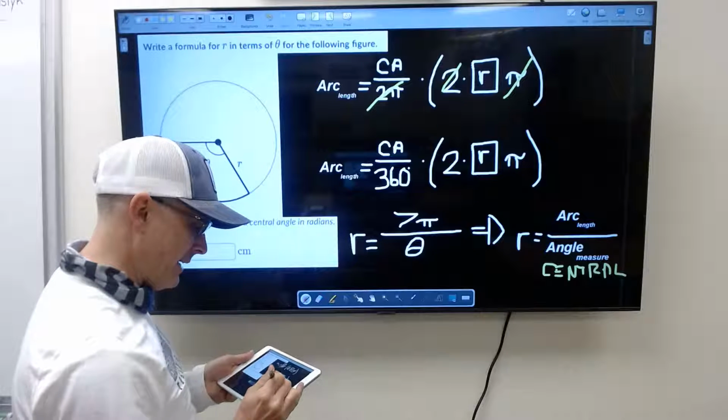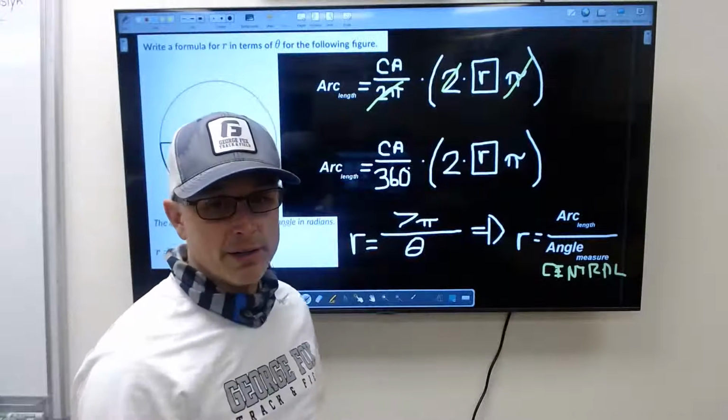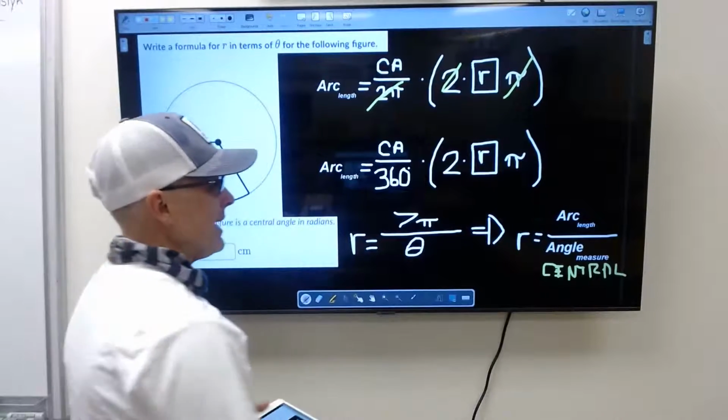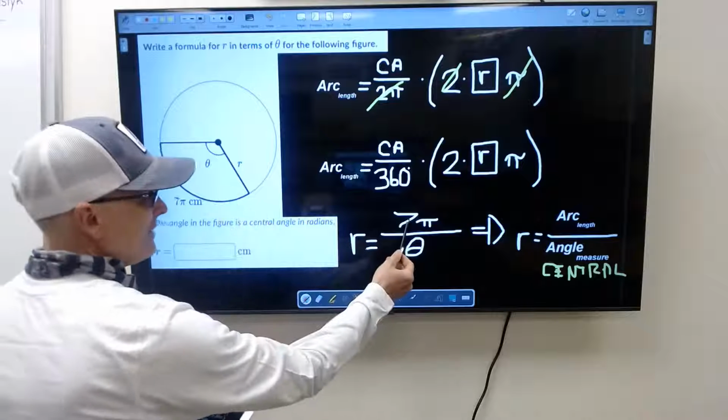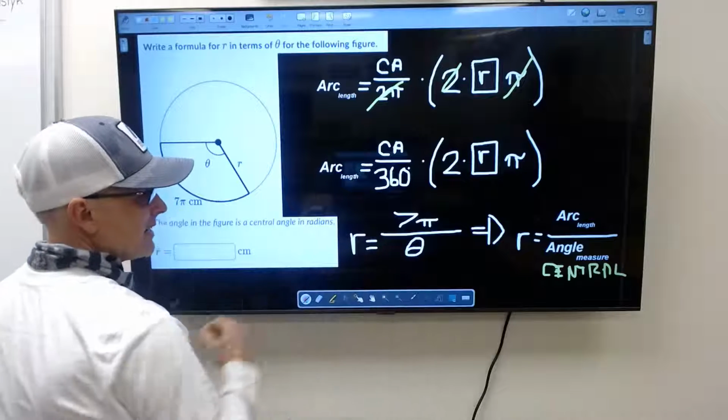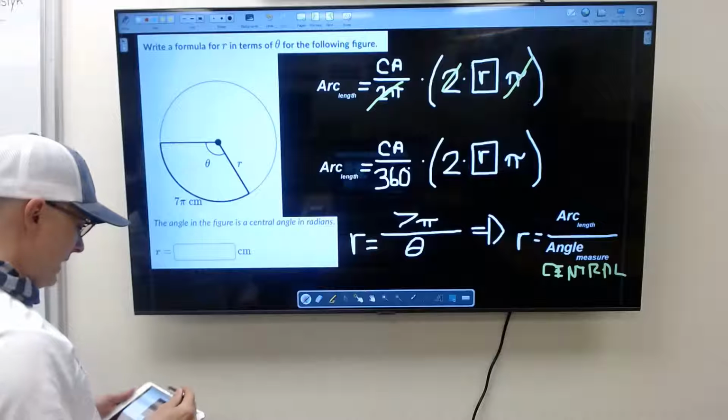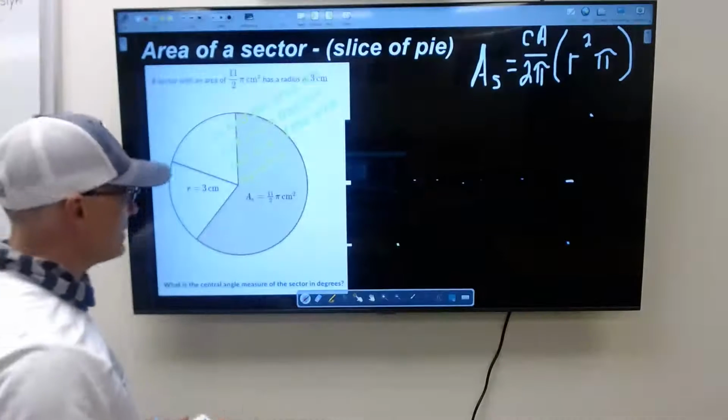It's not really that easy to draw and make it look beautiful on here, and so forgive me. That central angle measure, which is 7 pi divided by theta in this case. 7 pi divided by theta. And we'll use that in some of these other ones as we get to it.